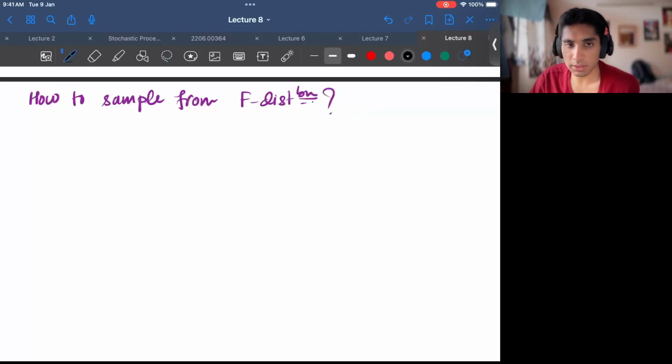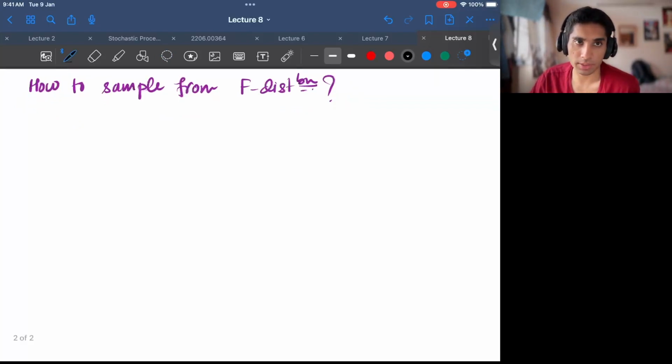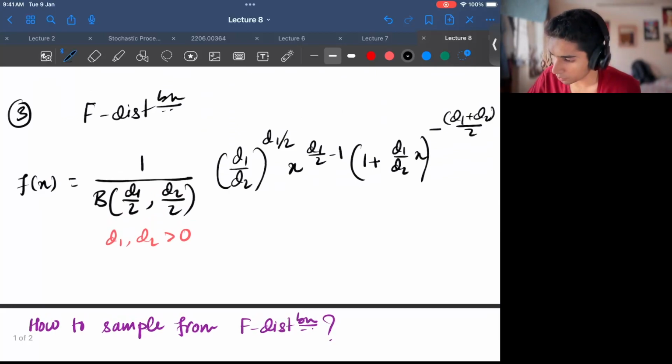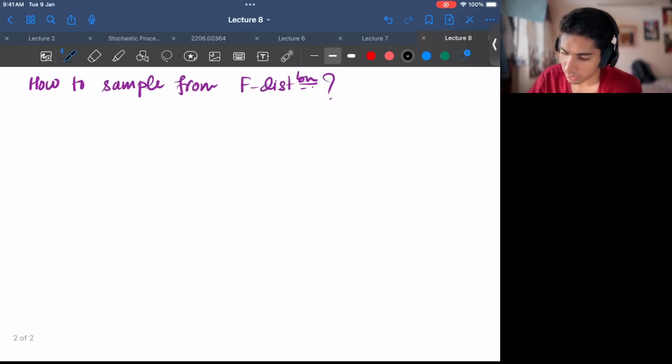So the answer to this is as follows. Okay. So let's say the two parameters are d1 and d2, right? You want to sample from f of x with parameters d1 and d2.